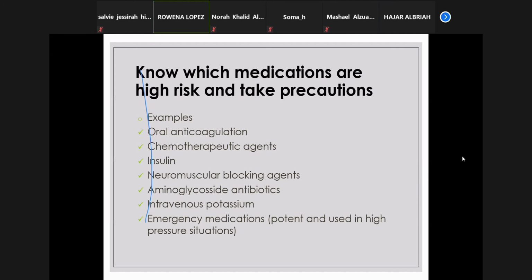Know which medications are high risk and take precautions. Example, your oral anticoagulation, your warfarin, chemotherapeutic agents, your insulin, neuromuscular blocking agents, aminoglycoside antibiotics, intravenous potassium, emergency medications, potent and used in high pressure situations.